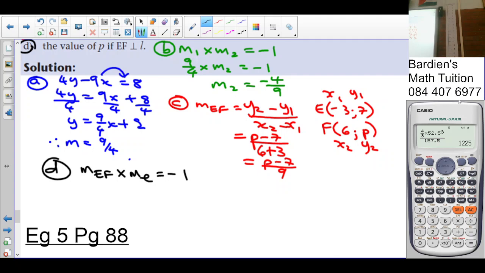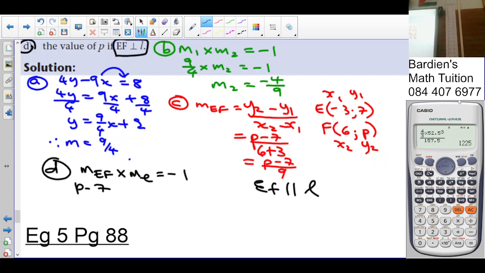You will understand. What if it had said EF is parallel to L? What would you have said then? The gradient of EF is equal to the gradient of L, which is 9. You see the difference? Again, if the lines are perpendicular, the product of the two gradients is negative 1. Okay, so what is the gradient of EF?